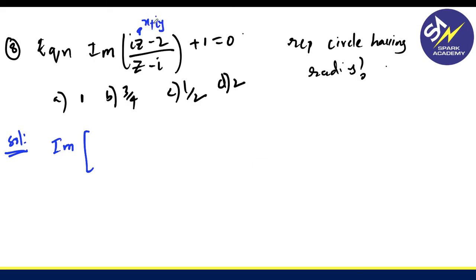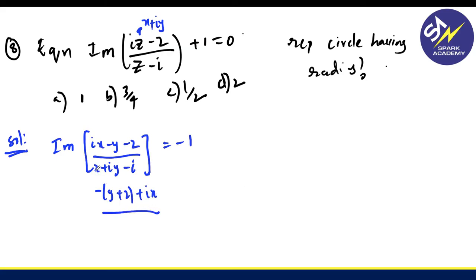So I'm just simplifying this. So this becomes ix minus y minus 2, over x plus iy minus i. This part is given as minus 1 basically. Now how do you find out the imaginary part of this? You need to rationalize for obvious reasons. I can write the numerator as minus of y plus 2 plus ix, and the denominator as x plus i times y minus 1. So I can rationalize by multiplying with x minus i times y minus 1.